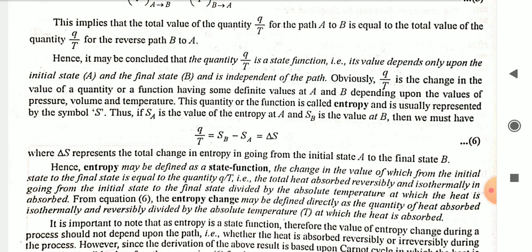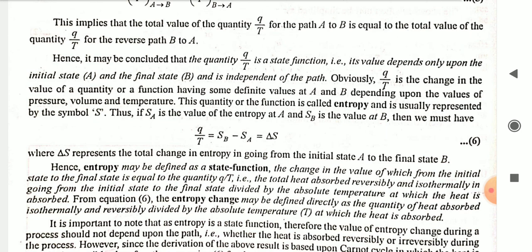And hence, entropy can be defined as a state function, the change in the value of which from the initial state to the final state is equal to the quantity Q by T, the total heat absorbed reversibly and isothermally in going from the initial state to the final state divided by the absolute temperature at which the heat is absorbed. From the equation, the entropy change may be defined directly as the quantity of heat absorbed isothermally and reversibly divided by the absolute temperature T at which the heat is absorbed.